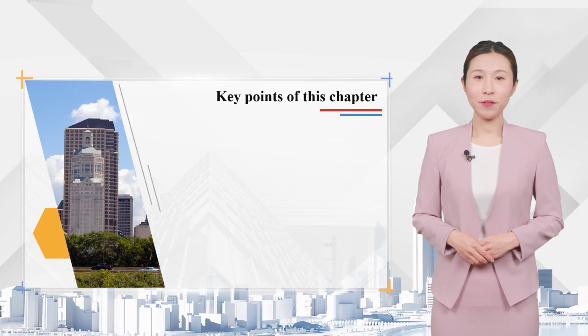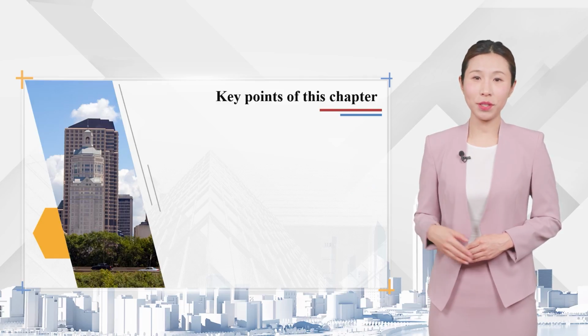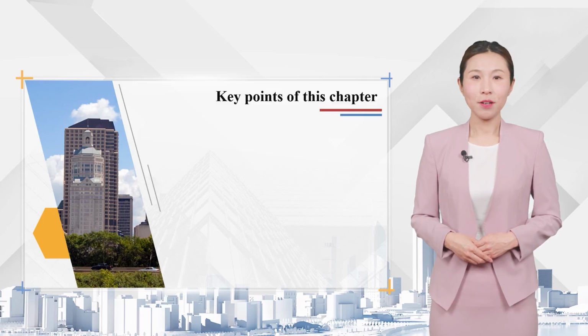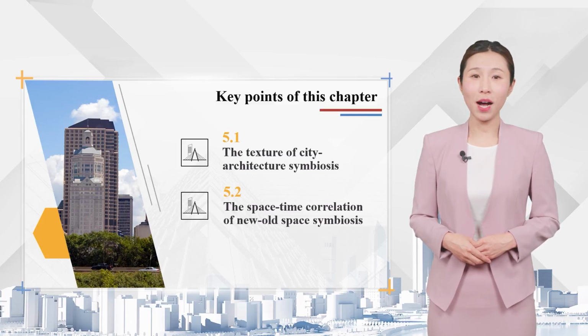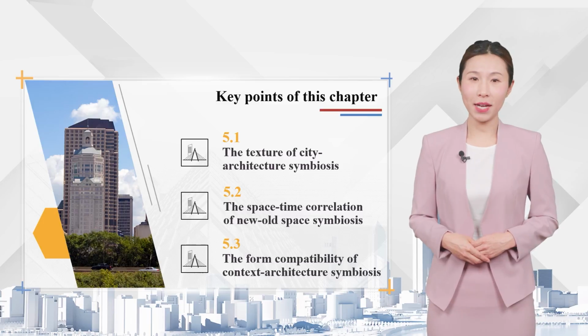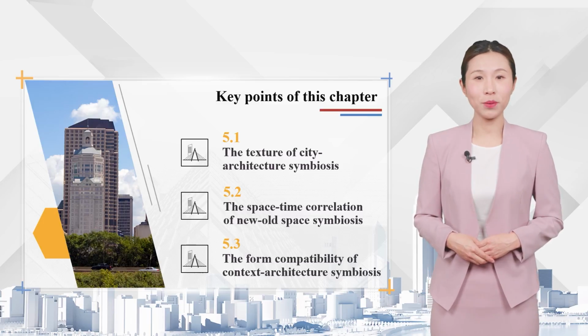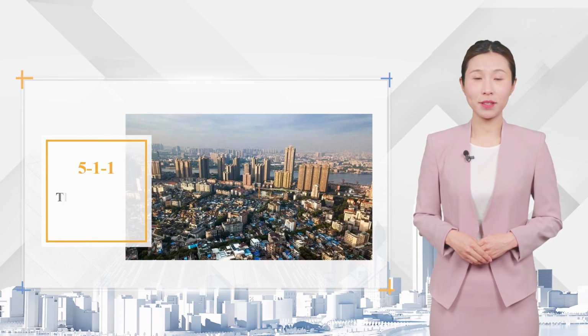In this chapter, we will explain in detail the strategies for the protection and reuse of historic buildings from three aspects: the texture of city architecture symbiosis, the space-time correlation of new-old space symbiosis, and the form compatibility of context architecture symbiosis. Here we learn the first section of this chapter, the mechanism weaving strategy of urban building symbiosis.